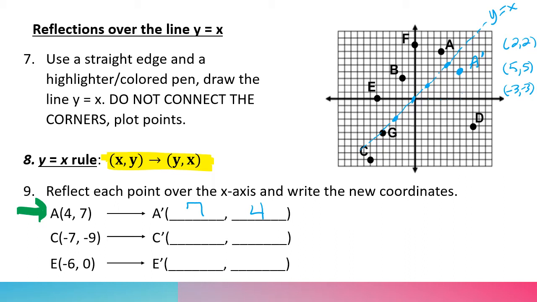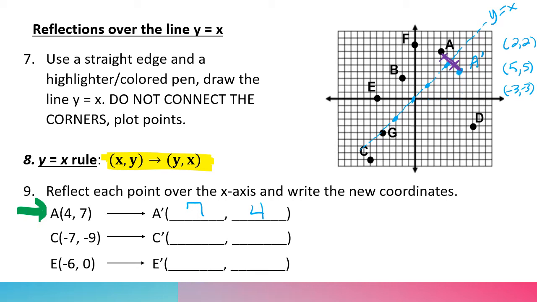Now, one thing to note about these 2 points is that if you actually connected them, this distance here and this distance here are the same, and the purple line and the blue line are perpendicular. So the line connecting A to A prime and the line y equals x will form right angles. And this is true of every y equals x reflection.